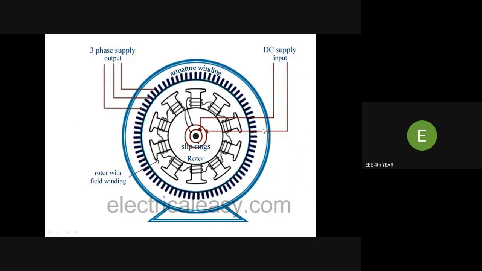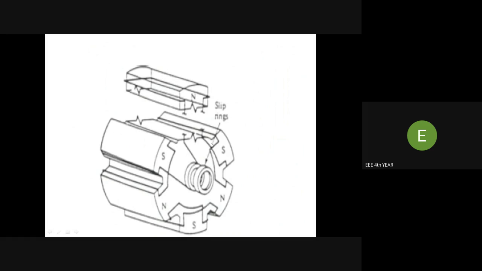This is a front view of the salient pole alternator construction, with armature winding and rotor with field winding. Here the three-phase supply is taken outside. The DC supply is given to the field winding through slip rings and brushes. This is the rotor pole, only the iron part.